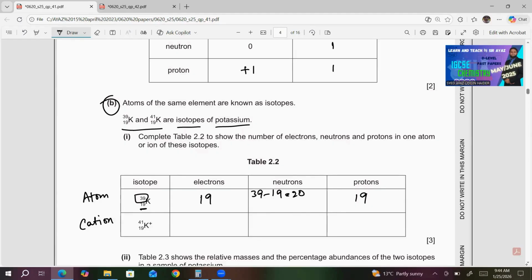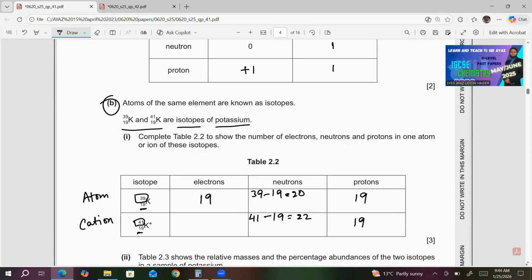What about K plus? For K plus, the proton number is given as 19. So the number of protons must be 19. What about the number of neutrons? We need to subtract this proton number from the nucleon number. 41 is the nucleon number this time. So 41 minus 19, what you will get? You will get 22.